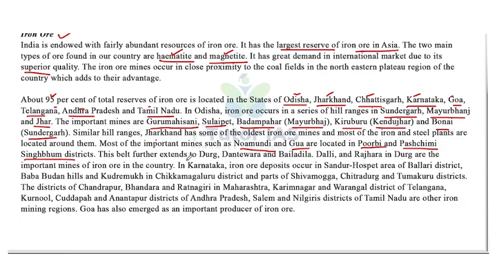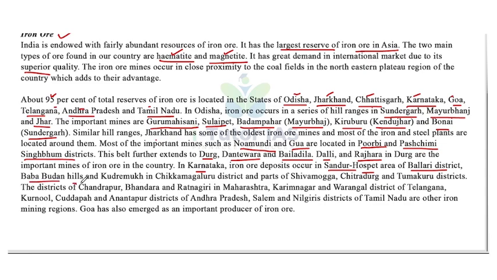This belt further extends to Durg, Dandewara, and Bailadila. Then Dalli Rajhara in Durg are the important mines of iron ore in the country. In Karnataka, iron ore deposits occur in Sandur Hospet areas of Bellary district.